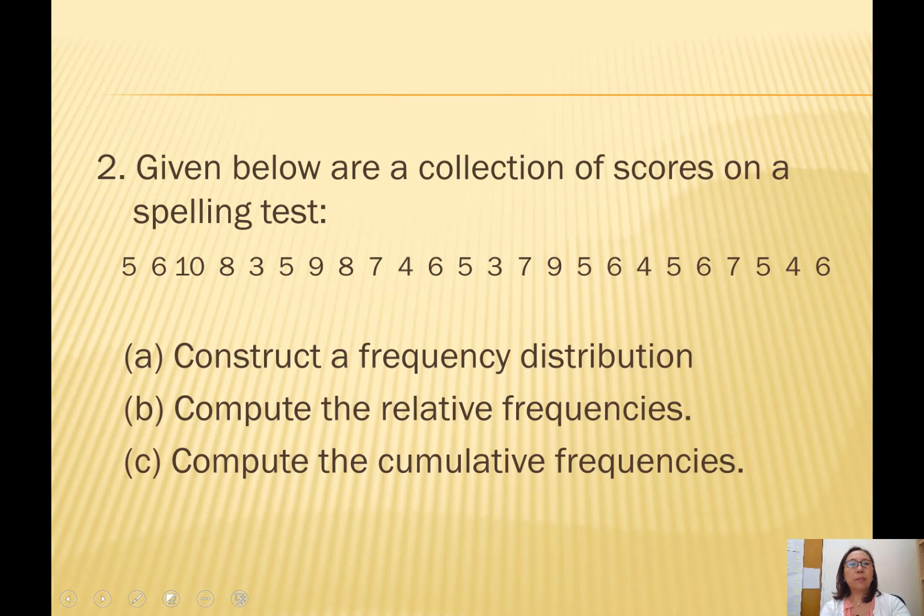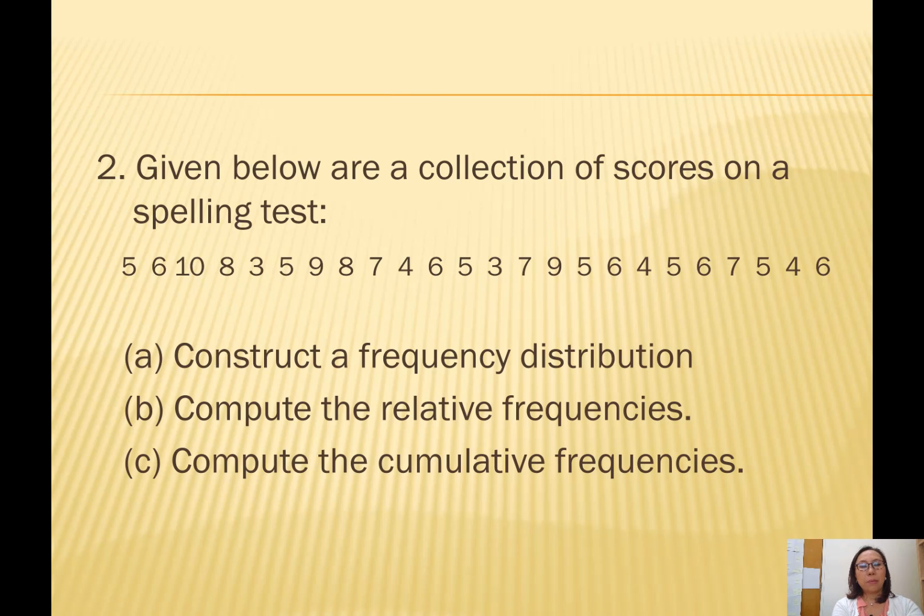All right, let's look at number 2. Given below are a collection of scores on a spelling test. So here's a lot of numbers here. They're random. And so the question is, can you organize these numbers by creating a frequency distribution and computing the relative frequencies as well as cumulative frequency?